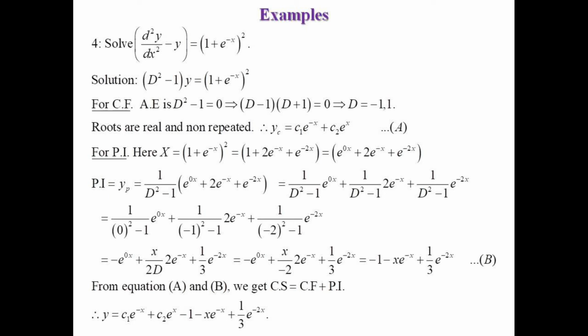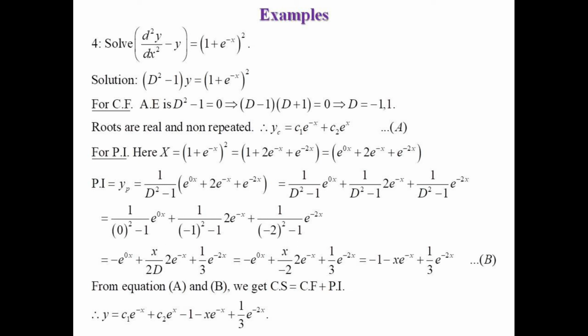So now first find out the value of the complementary function. Here the auxiliary equation is D square minus 1 equal to 0. That means we get the factors as D minus 1 and D plus 1, according to the rule a square minus b square is equal to (a plus b)(a minus b). So the values of D are 1 and minus 1. Observe that these roots are real and non-repeated. So according to the complementary function formula, the complementary function is c1 e raised to minus x plus c2 e raised to x. This is our equation number 1, which is called the complementary function of the given equation.